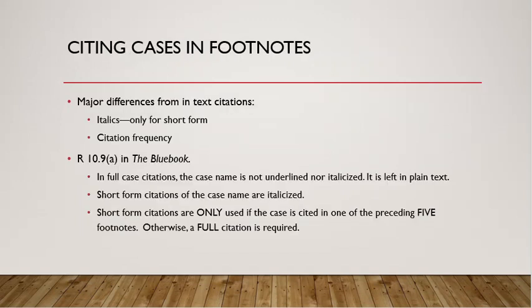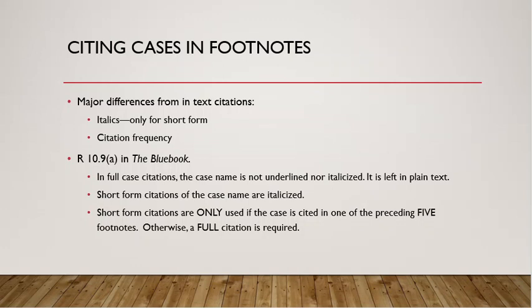Differences in in-text versus footnote citations: citing cases in footnotes. Major differences from in-text citations. We're going to look at a couple here. Number one, italics. Italics are only used for short form cites, in pin cites, or in footnotes. Otherwise, it's going to be normal plain text. And in citation frequency, that's where we're going to look for indicators for using italics in footnotes, short cites. So Rule 10.9(a) in the Blue Book.